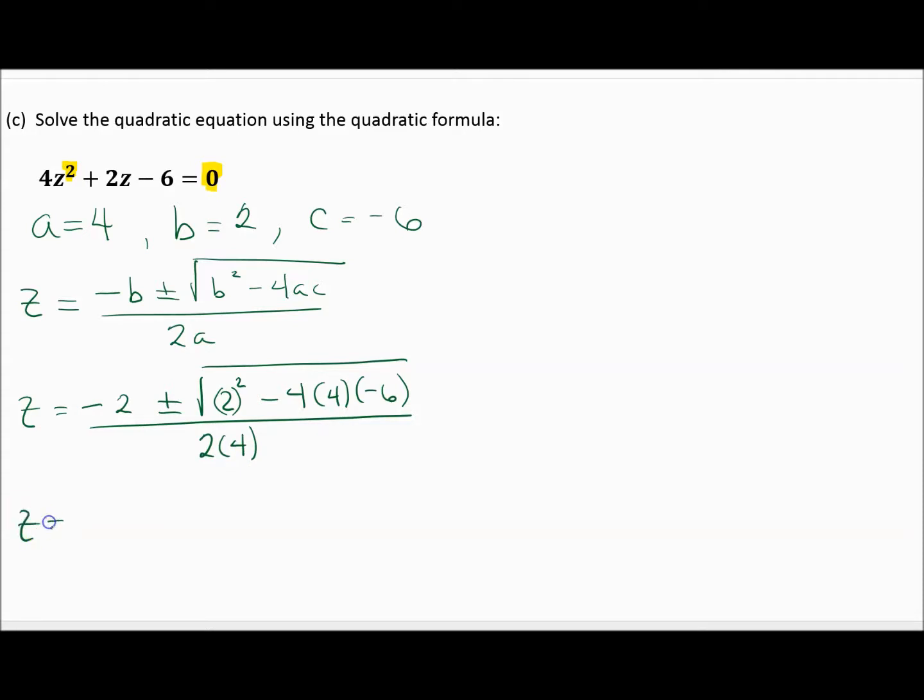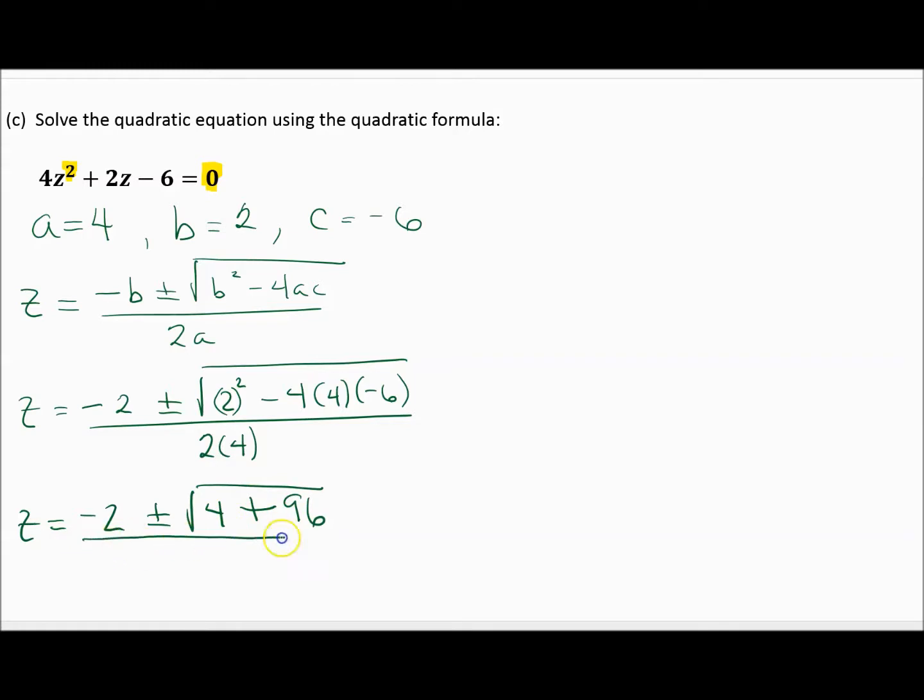Now continue to simplify. That is still z equals -2 plus or minus the square root. Now 2 squared is 4. And here's where I want you to be really careful on this problem. This is like a -4 times a +4 times a -6. So this negative times this negative is positive, right? I see a lot of people miss the signs when dealing with the quadratic formula. Then I'm going to multiply 4 times 4 times 6 to get 96.